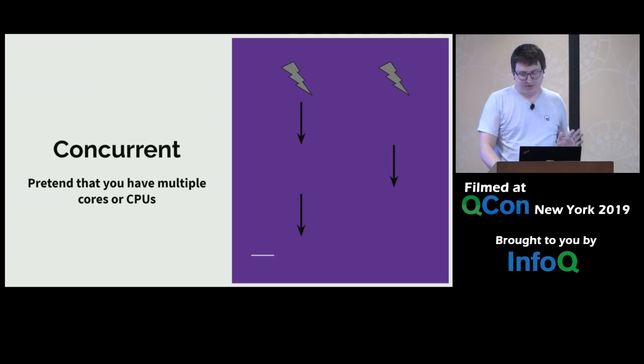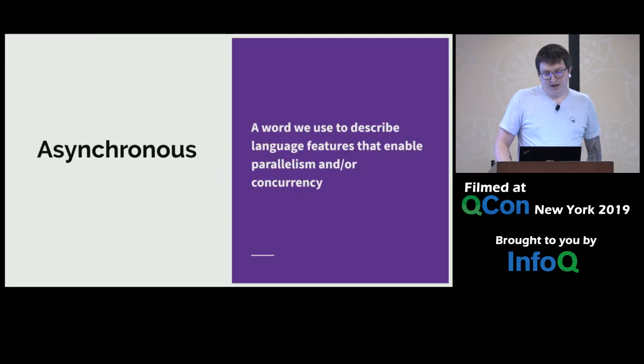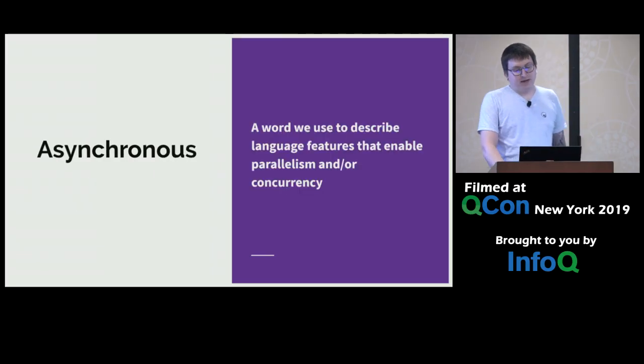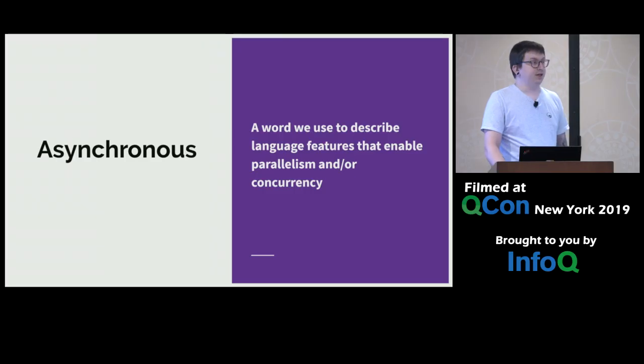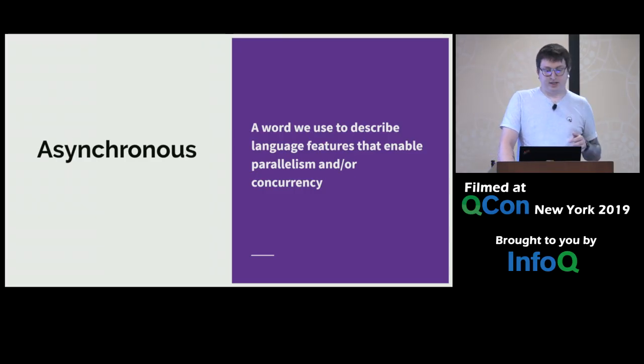So there's all sorts of ways you can fit these sorts of things together. And so when we talk about asynchronous programming, we're talking about language features that let you write code that is able to be executed in a parallel or concurrent way. And that's because you need the ability to do things simultaneously.